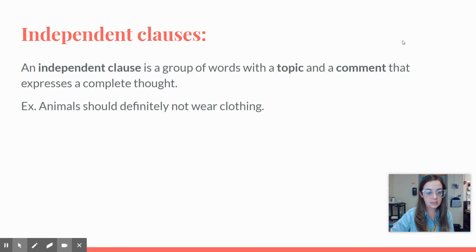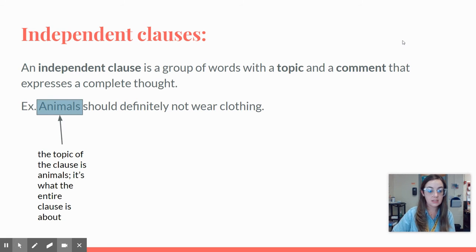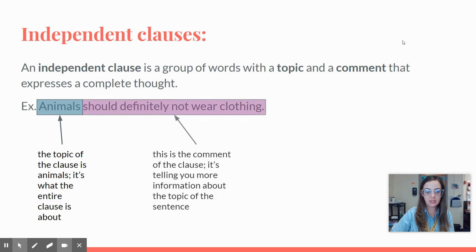An independent clause is a group of words with a topic and a comment that expresses a complete thought. These are clauses that can stand on their own. They're independent. They don't need anything else to help it be a complete thought. For example, animals should definitely not wear clothing. That is, by the way, the book that we're going to be analyzing as a mentor text. If I'm looking at this, the topic of this clause is animals. It's what the whole clause is about. And the comment of the clause is should definitely not wear clothing. It's telling you more information about the topic of the sentence, which is animals.